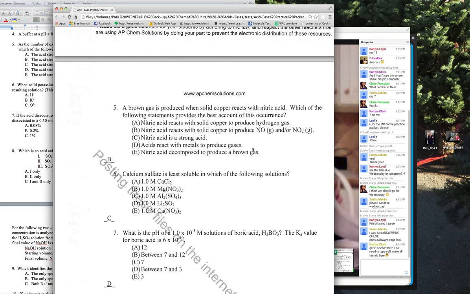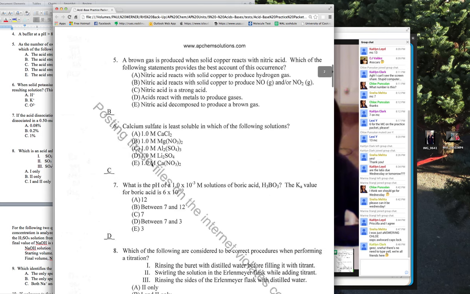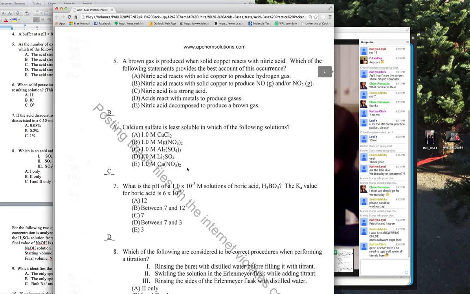What? Number 6, calcium sulfate is the least soluble? Okay, so this is the one where it's kind of a combination of the solubility rules that I said you do have to know. You have to know that nitrates are always soluble. That means NO3 is going to be really soluble, so E is going to be really soluble, and B is going to be really soluble. You have to know that alkaline metals are always soluble, so D is really soluble. And that leaves you with A and C.